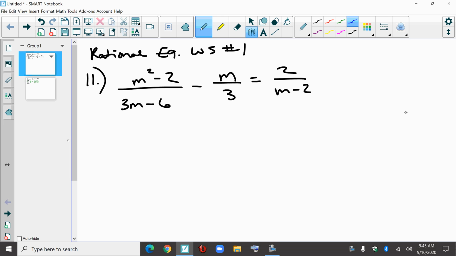Question over rational equations, worksheet number 1, number 11. Okay, the first step when doing number 11 is you have to factor each denominator completely.